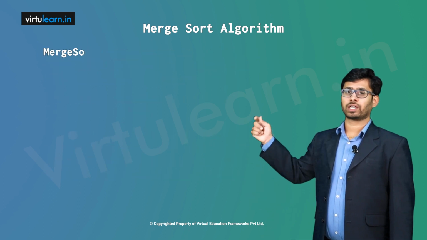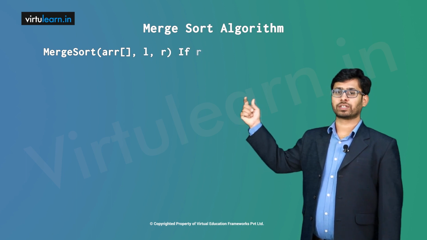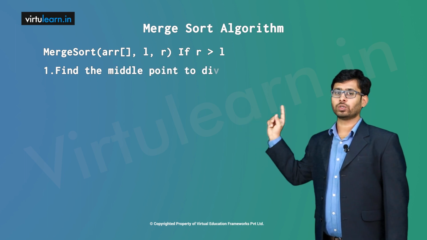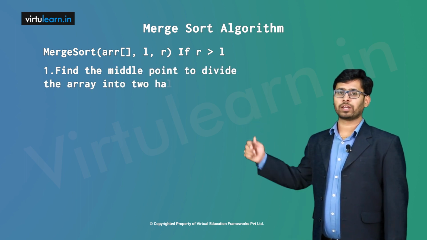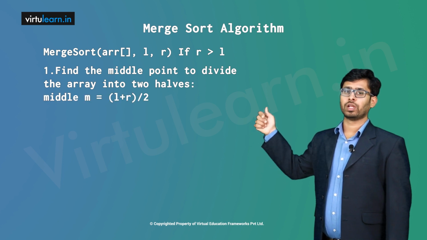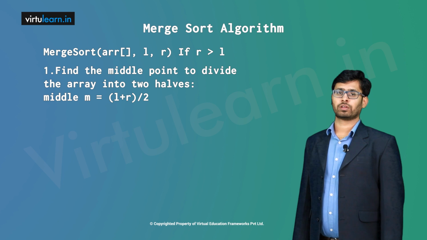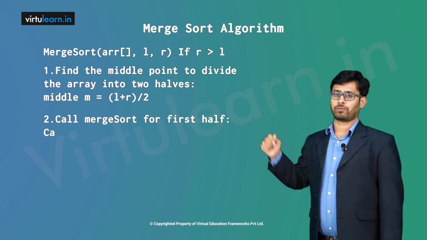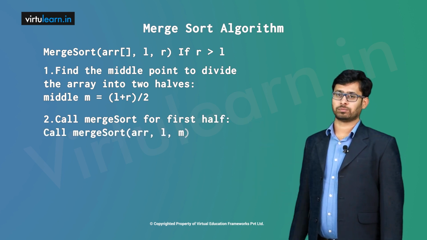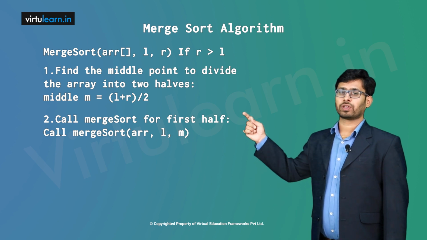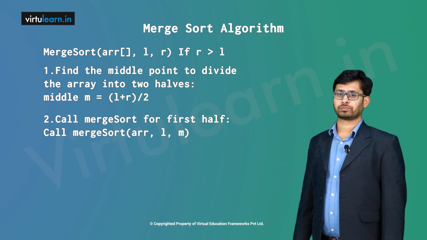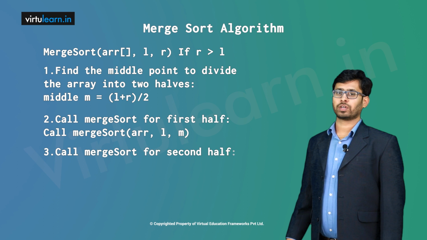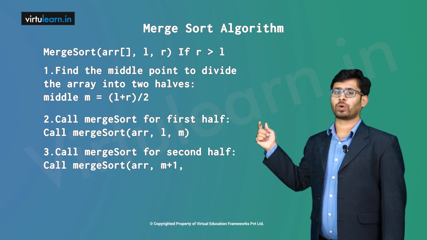The merge sort of array, left, right: if the right position is greater than the left position, we need to find the middle point to divide the array into two halves, that is, middle m equals (L plus R) by 2. The second step is to call the merge sort for the first half. So this is a recursive call algorithm: merge sort of array, left, middle. Third, call the merge sort for the second half, that is, merge sort of array, mid plus 1, R.